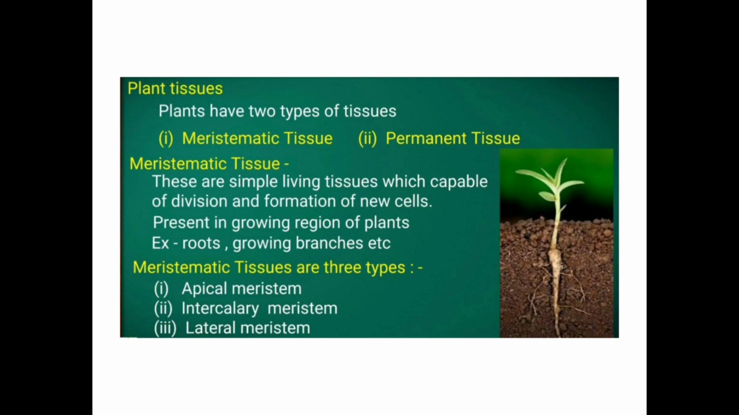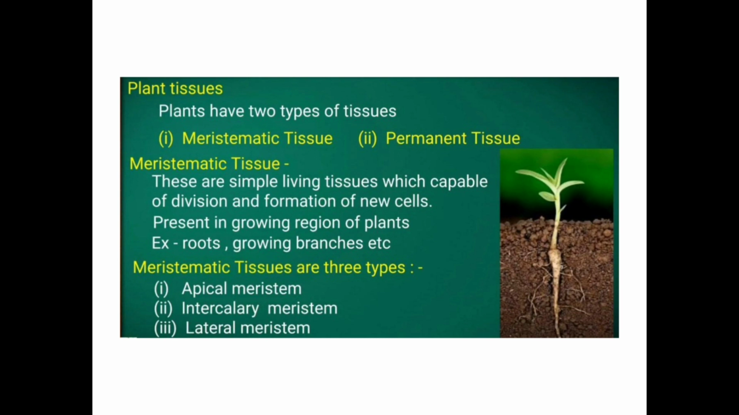This meristematic tissue will be regenerating new tissues or new cells. These are simple living tissues capable of division and formation of new cells, present in the growing regions of the plants. What we have to understand is that if a plant has a tissue which is regenerating, then only the plant will be growing. So it is present at the growing tip regions of the plants, for example, roots, growing branches, etc.